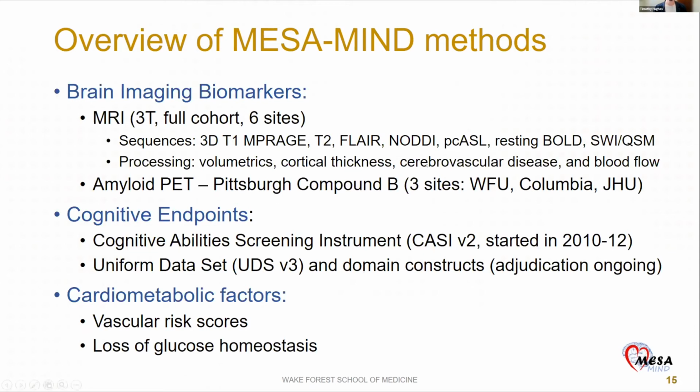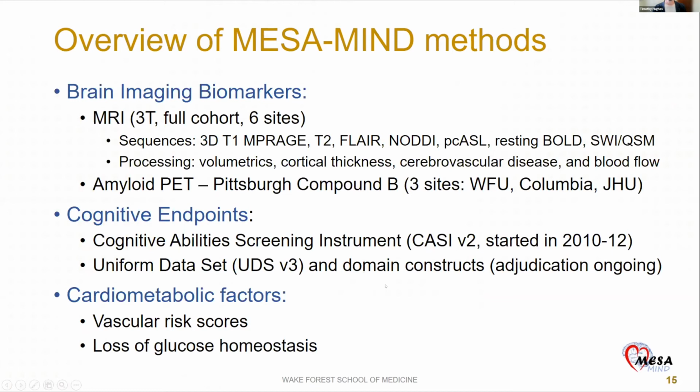As I mentioned, we're doing amyloid PET with the Pittsburgh compound B at 3 sites: Wake Forest, Columbia, and Johns Hopkins. And the main cognitive endpoints that we're interested in this study is leveraging some of the existing MESA screening battery that was implemented in 2010 to 2012 to be able to track global cognitive decline now over more than 10 years. And adding to this, the Uniform Data Set that was mentioned at the end of the questions in the last talk that's used by all Alzheimer's centers to define domain-specific cognitive performance and allows adjudication of cognition, which is ongoing right now for our first visit that just wrapped up.